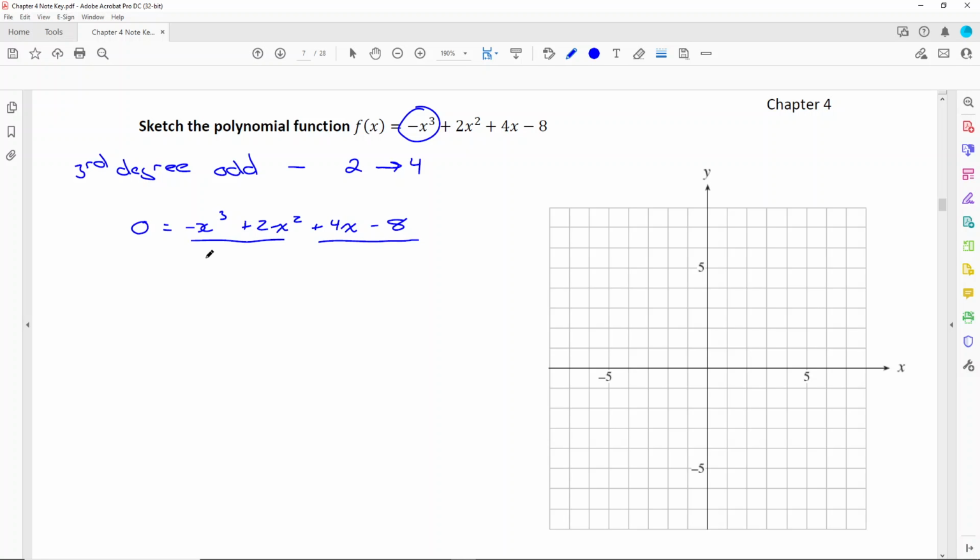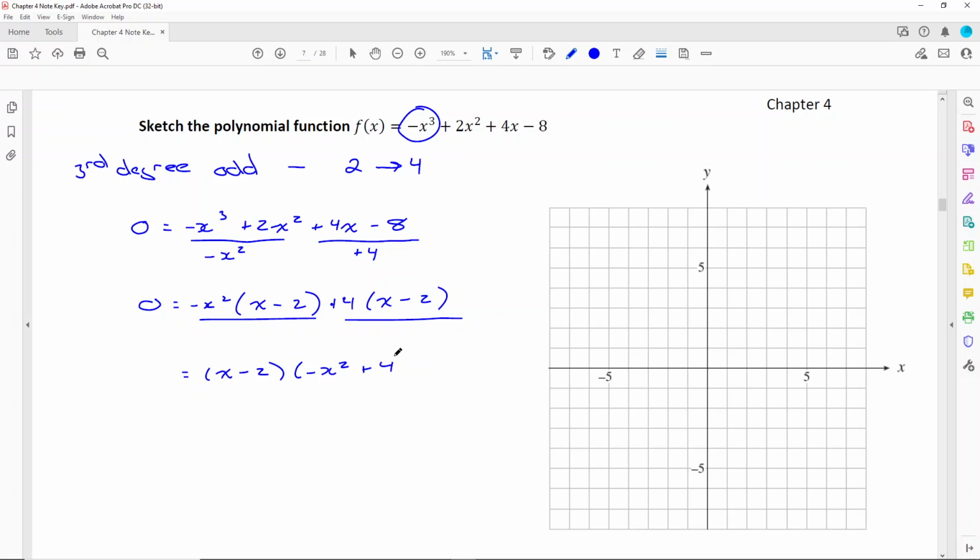Out of the first group, I'm going to take the sign of the first term, and I'm going to factor out -x². If I factor out -x², in the bracket, I will be left with x minus 2. Out of here, I can pull out a +4. And if I've done this correctly, I get that same bracket, x minus 2. Then I'm going to factor by using greatest common factor. So I have 2 terms. My greatest common factor is x minus 2. And I'd be left with -x² plus 4.